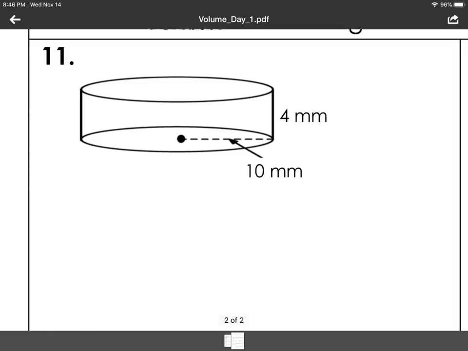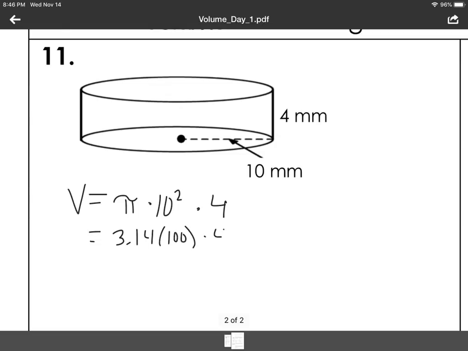And the last figure we're going to look at is a cylinder. Same type of idea. We're still going to find the area of the base first. So remember, with circles, our area of our base is going to be pi times our radius, which is 10 squared, and then it's going to be multiplied by the height of our cylinder, which is 4. 10 squared is 100. We're going to use 3.14 for pi still. So this becomes 314 times 4. So our volume ends up being 1,256 millimeters cubed.